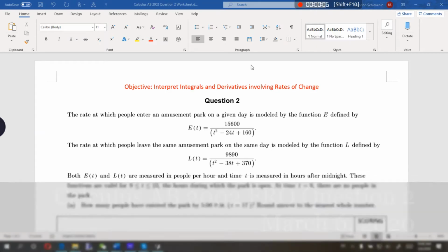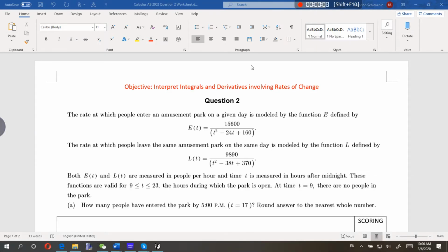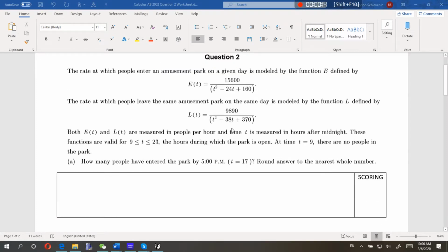We've got a free response question here on rates of change that we'll be going through. So the objective is to interpret integrals and derivatives involving rates of change. I've got two rates related to an amusement park. The first one, E of t, is the rate at which people enter the amusement park on any given day. And the second one is L of t. It's the rate at which people are leaving the amusement park at the end of the day.